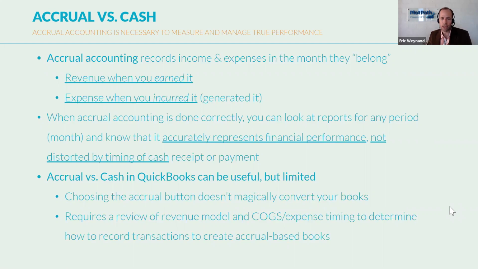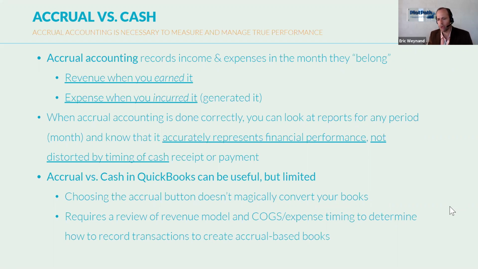And so I'm going to try to explain this in layman's terms. It might be pretty basic because you might already know this, but the point here is to say it in a way that non-accountants can understand it. And so accrual accounting is recognizing income and expenses in the month that they belong, meaning revenue when you earned it and expenses when you incurred it.